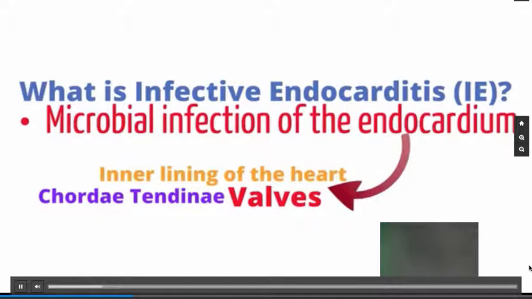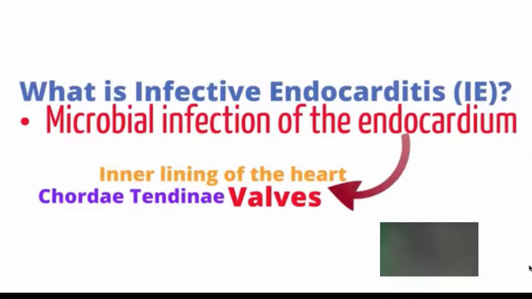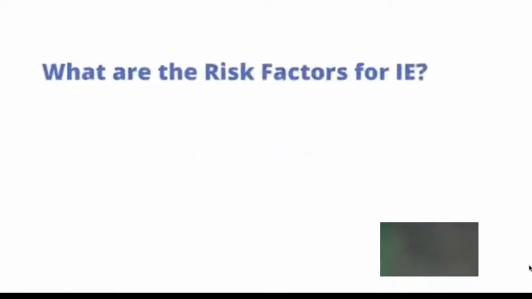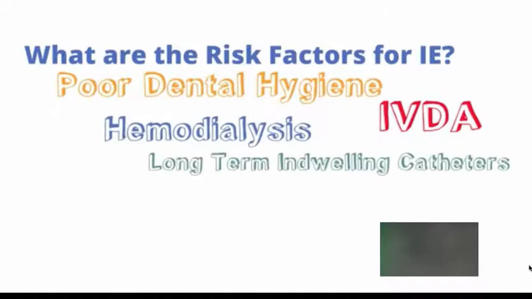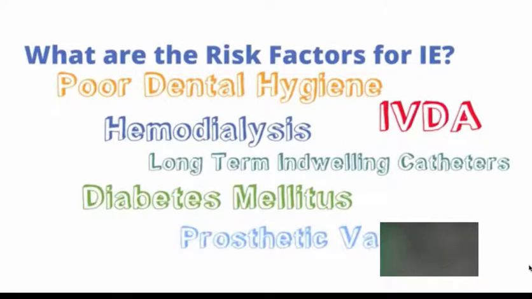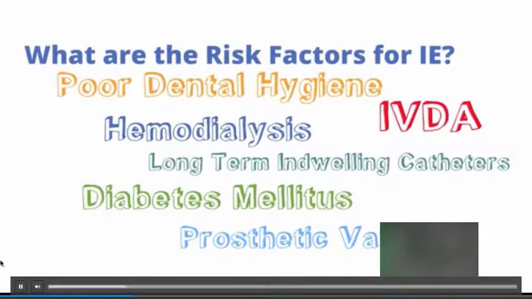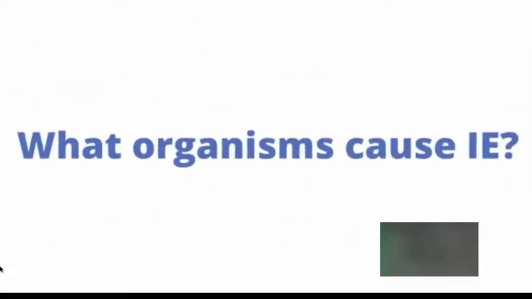Now that we know what infective endocarditis is, we need to understand the risk factors for infective endocarditis. Risk factors include poor dental hygiene, intravenous drug abuse, hemodialysis, long-term indwelling catheters, diabetes mellitus, and prosthetic valves. If a patient has these risk factors and is in the appropriate clinical setting, you should consider infective endocarditis. Endocarditis can be caused by many different organisms, and we will focus on the most common causes.